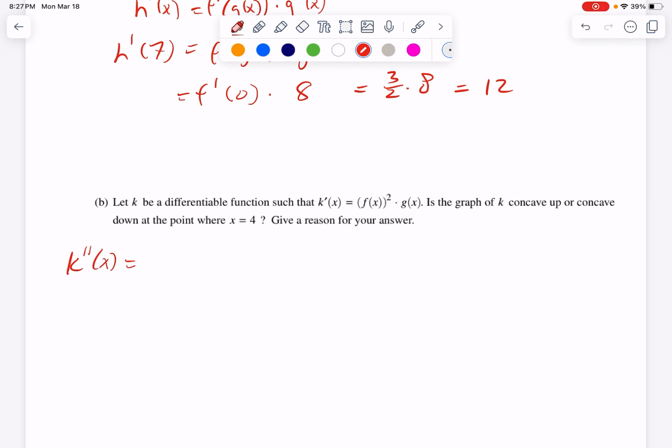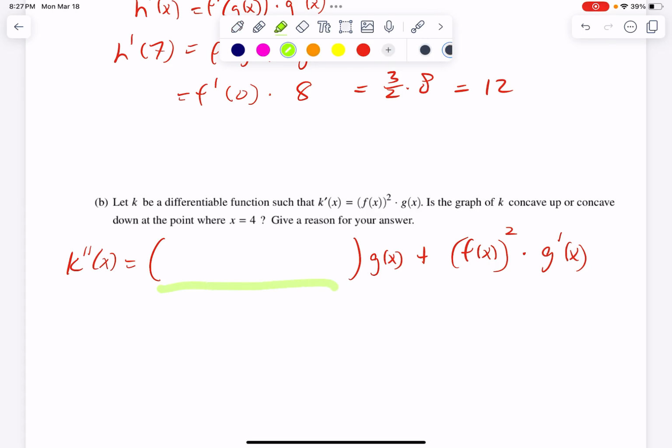So it's going to be the derivative of the first, which itself is a chain rule problem. I'm going to leave that blank. Times the second, plus the first, f of x squared, times the derivative of the second. And in here, I am going to do chain rule. Right? So this is a product rule problem with a chain rule step. Just go slowly, show your steps. Outer function is squaring, so outer derivative is 2 times f of x. Inner derivative is f prime of x.